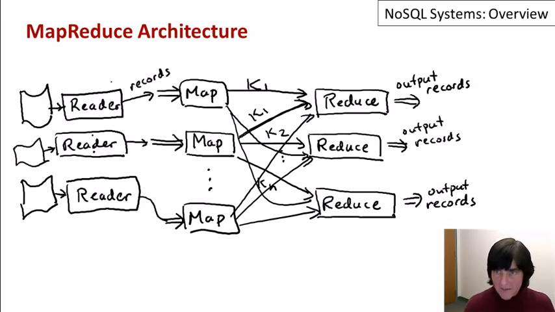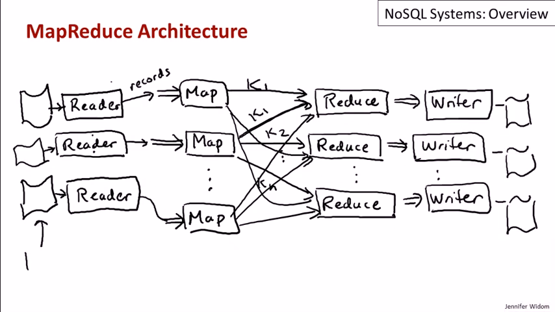And we have a similar thing at the other end. The output records come out of the reducers, but then they're provided to the writer functions, which write the output to a final file. So here it is, our original input in files here, our final output in files there.